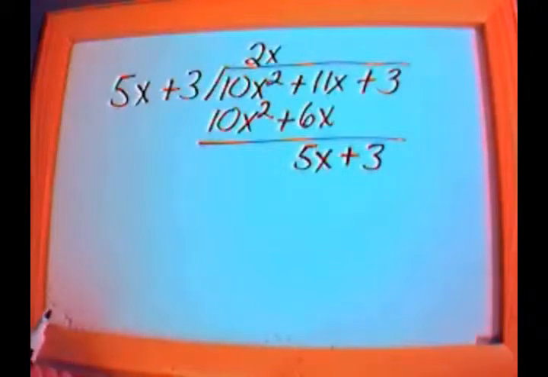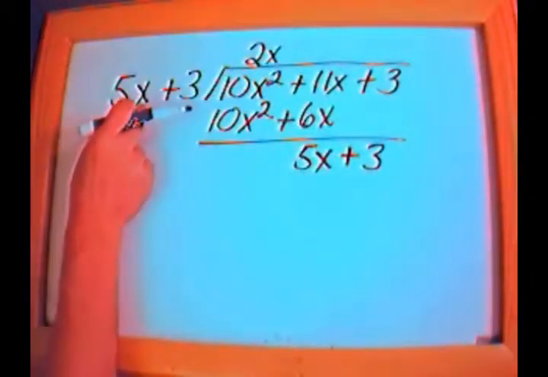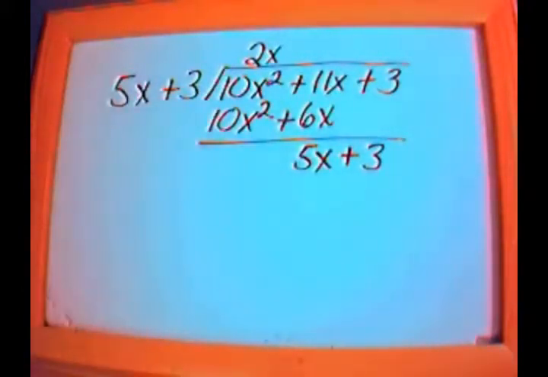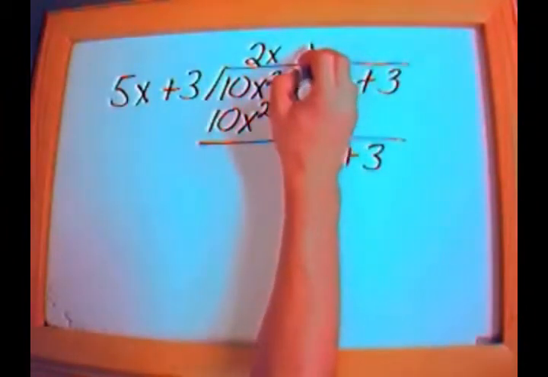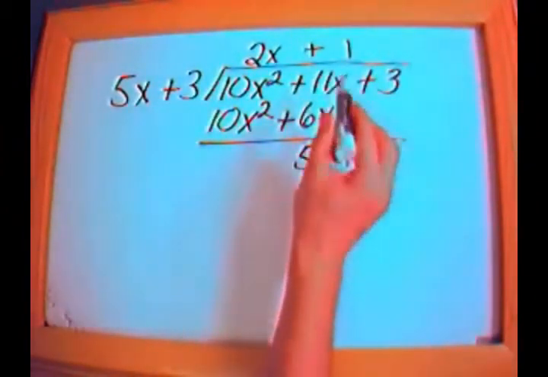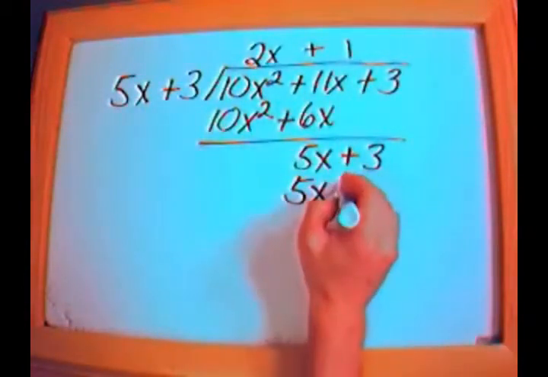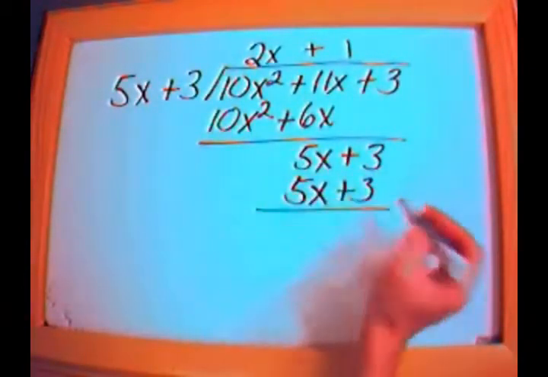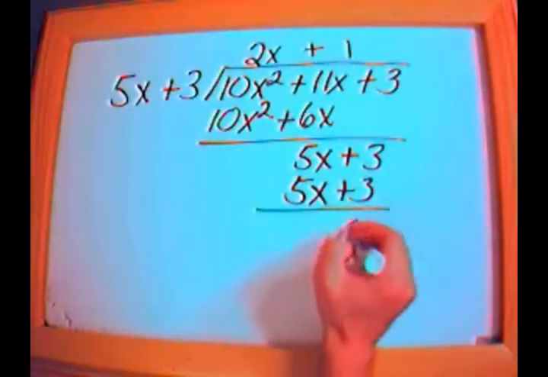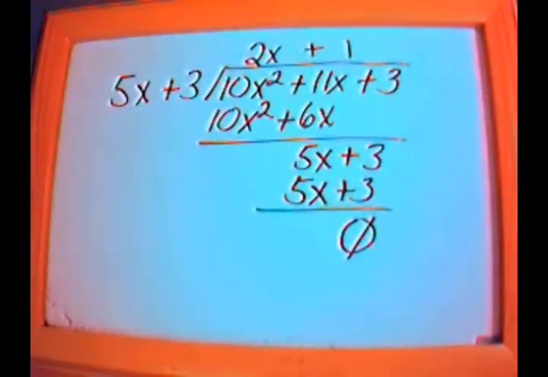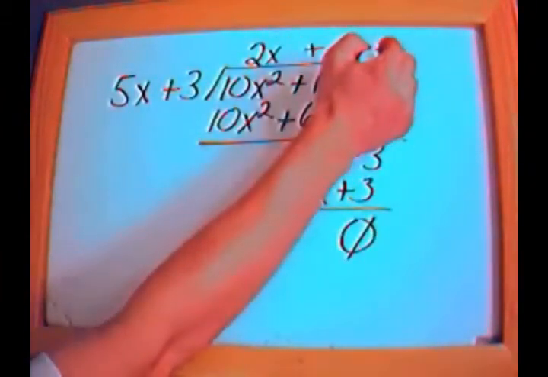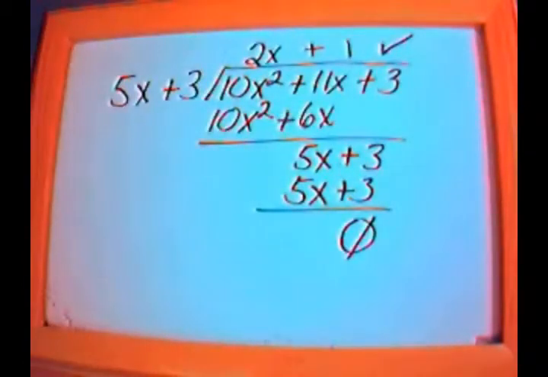Now the next thing I do is see how many times 5x will go into 5x. The answer is it'll go in one time because it's the same thing. 1 times 5x gives me 5x. 1 times 3 gives me 3. So I draw a line and subtract them. Again, I get 0. So the answer to this problem is 2x plus 1.